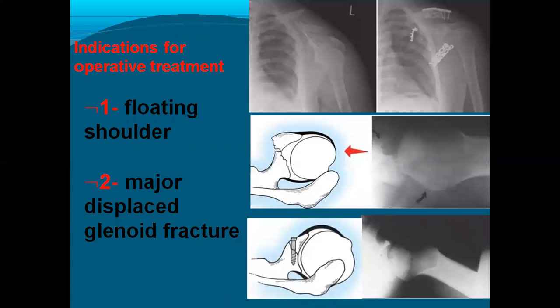Floating shoulder is a syndrome in which the shoulder appears to be floating, as in it doesn't appear to be attached through a joint, or there is a major displaced glenoid fracture.